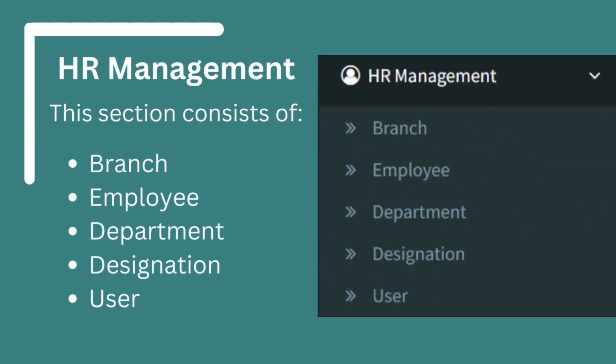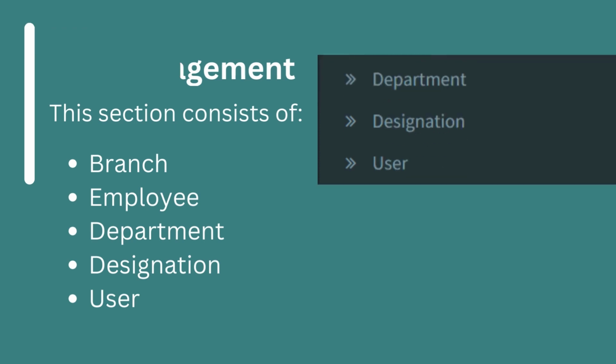After the Masters section, we have the HR Management section, or the Human Resource Management section, that helps us carry out various operations in relation to the human resources or employees. This consists of a branch section, employee section, department, designation and user.